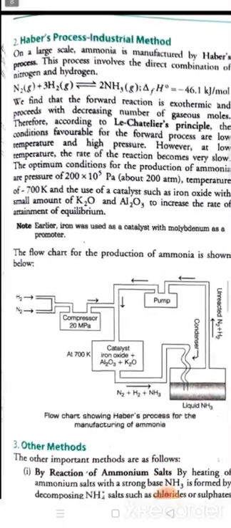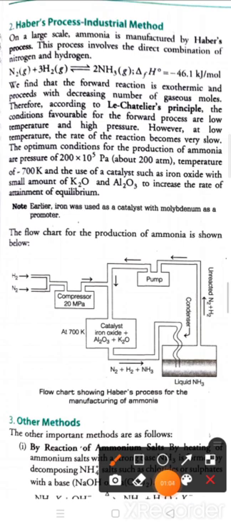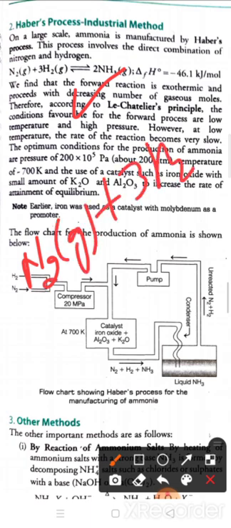Now the industrial method is Haber's process, a well-known process, which is a commercial method for the preparation of ammonia. On a large scale, ammonia is manufactured by Haber's process. This is the reaction: N2 in gaseous state plus 3H2 in gaseous state gives 2NH3.